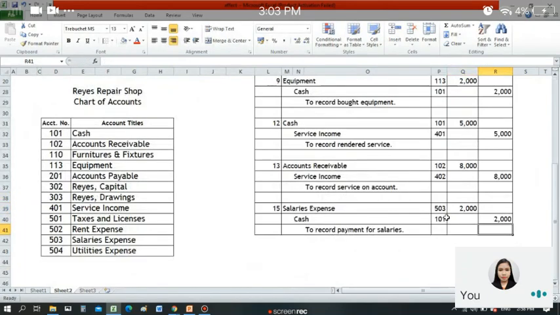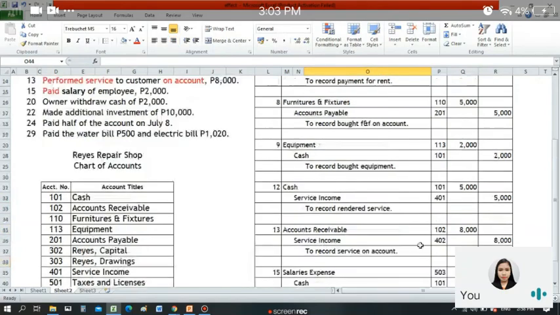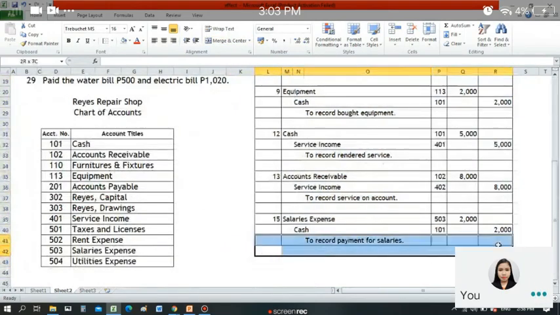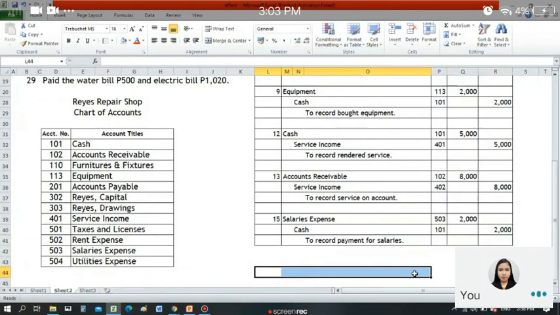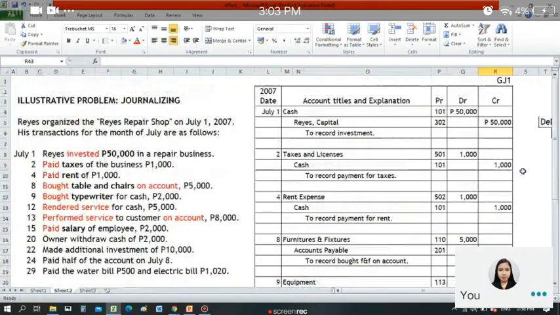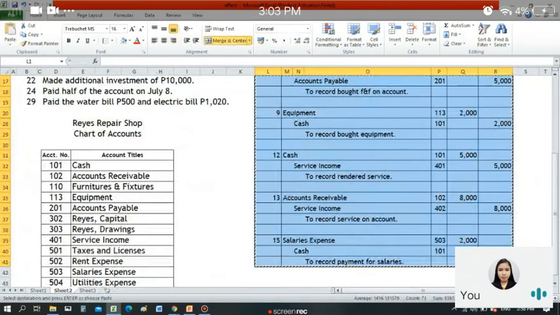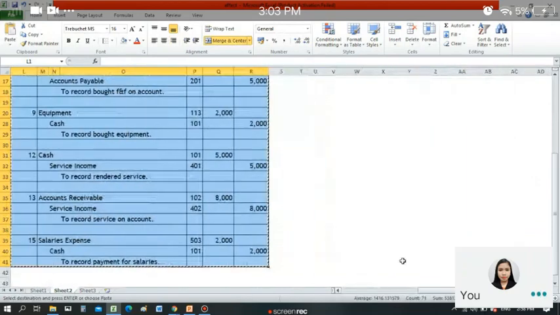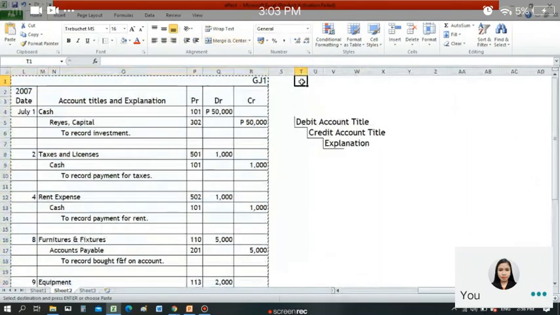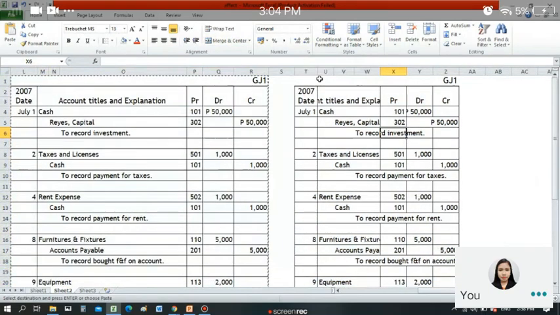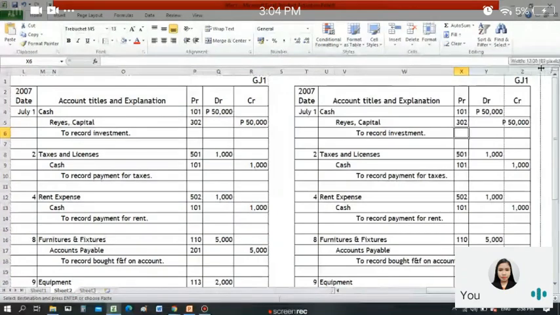Since puno na, or na-record na natin yung buong journal natin, pag ganyan, hindi kayo magdo-drawing ng mga rows pa niya. So, you will need another sheet of general journal. So, assume this is another sheet. Kunwari, nag-create ako ng another sheet ko. I have here another sheet.